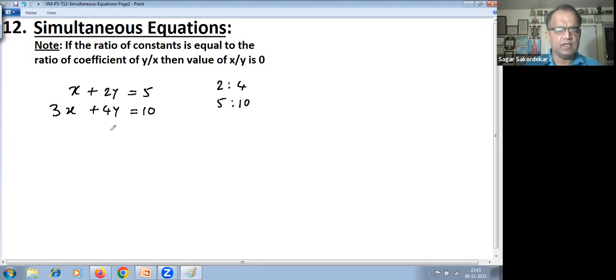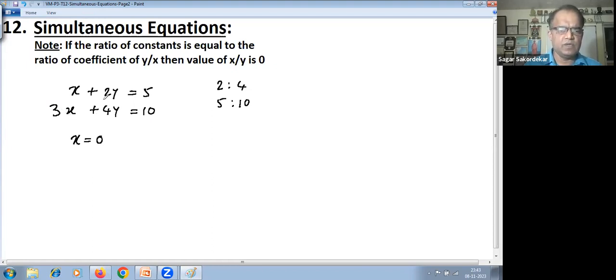If you calculate and check, it will be 0. So without calculating, you can directly write x equal to 0. If you check by substituting, you can see here 2 into 10, 20, 5 into 4, again 20. 20 minus 20, the numerator will be 0. So the answer is 0. But you don't need to do it. Just check the ratios and the other variable is 0.